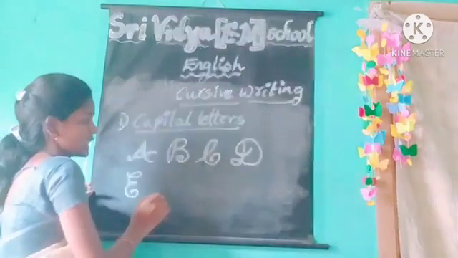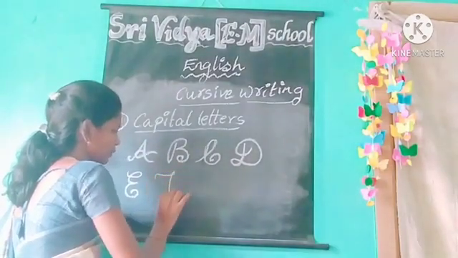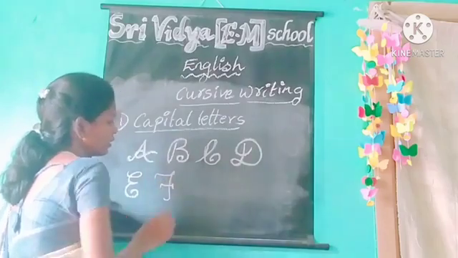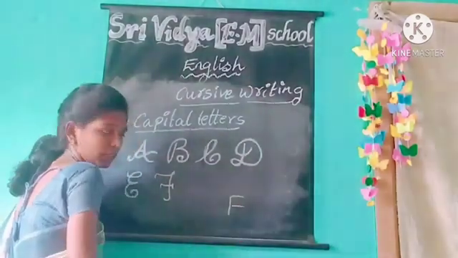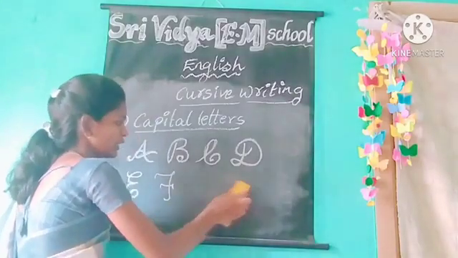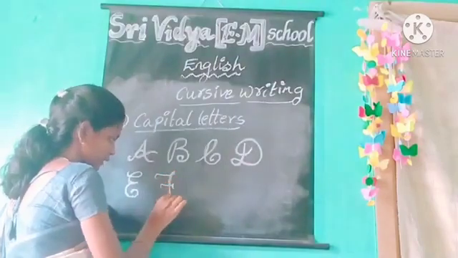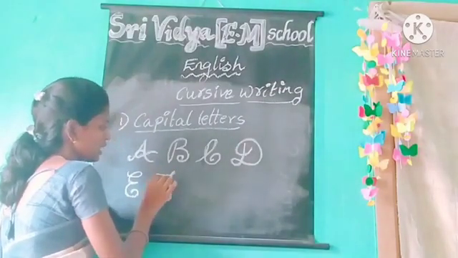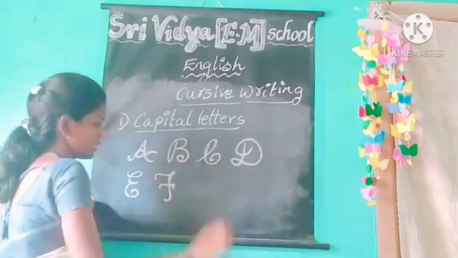Okay. Next, what is the next letter? After E, the next letter is F. F should be written in this way. How do we write it in the normal way? F is this one. Yes or no? So after this, now in the cursive writing, the F should be in this way. It should start from this point and should end here, and again should be started with this letter.